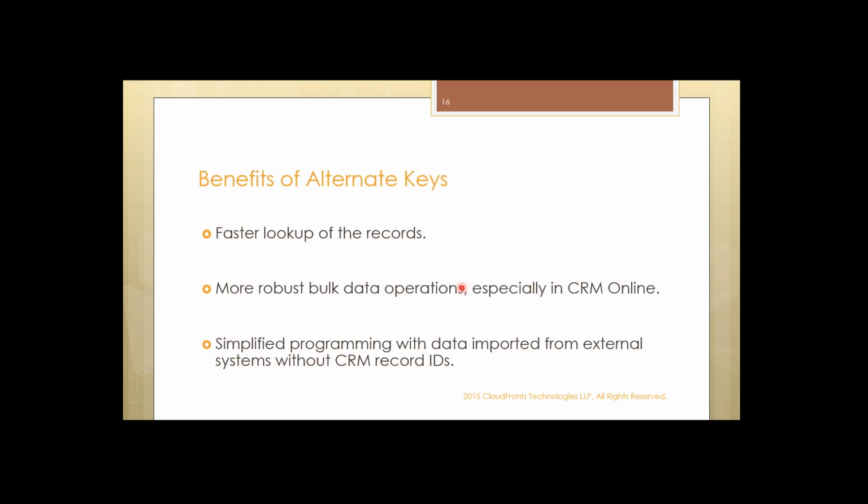So what are the benefits of alternate keys? The benefit is that it enables faster lookup of records. This is from a development perspective. If you want to look up any record in C# code, from plugins or from any other outside application, we have to use the GUID to identify a record and set it as the lookup for any existing record. But with alternate keys, we can now use the alternate key combination to look up a record.